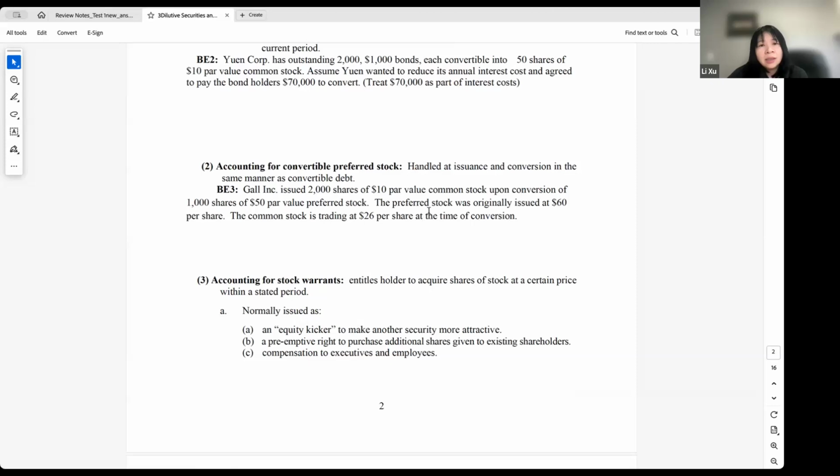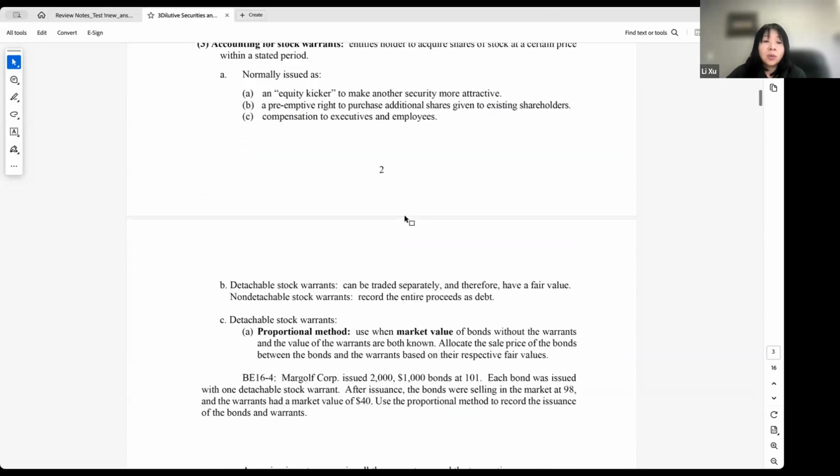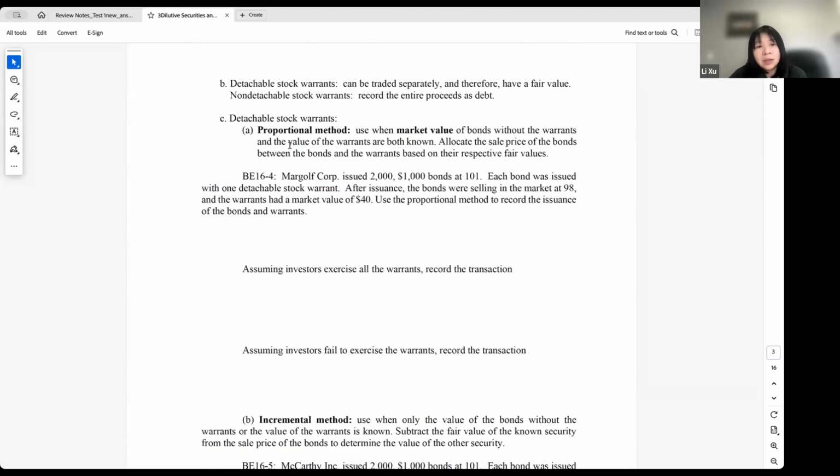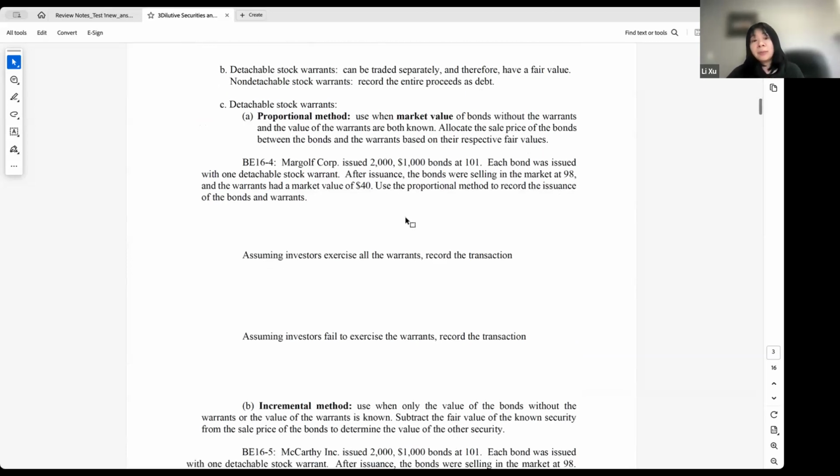For the convertible bond and the convertible preferred stocks, I will only test 1 out of 2, not both. Warrants. Again, you can see here, you're going to use a proportional method or incremental method. So I may combine this one with the question we had before.